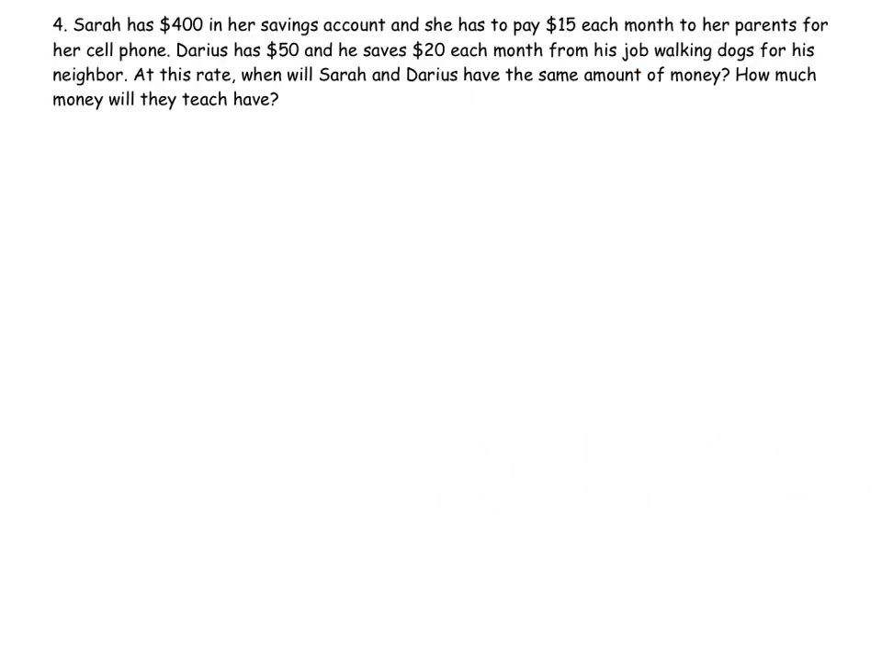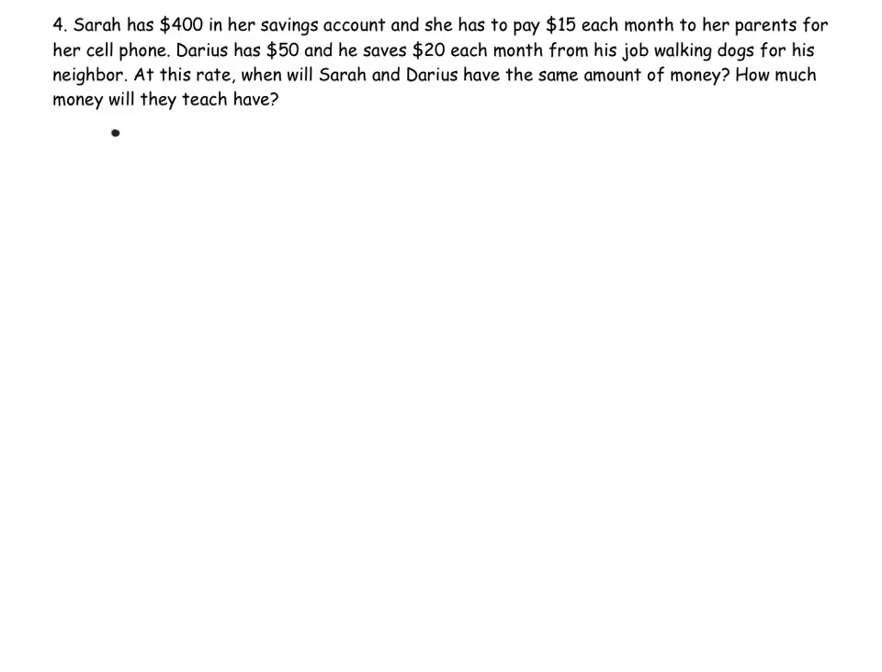All right. Well, Sarah has $400 in her savings account, and she has to pay $15 every month to her parents for her cell phone. Darius has $50, and he saves $20 every month from his job walking dogs for his neighbor. At this rate, when will Sarah and Darius have the same amount of money? How much money will they each have? Okay, two equations.